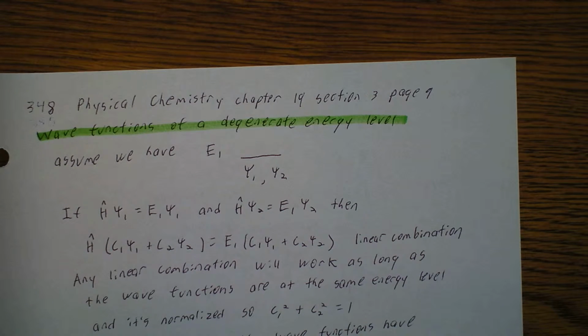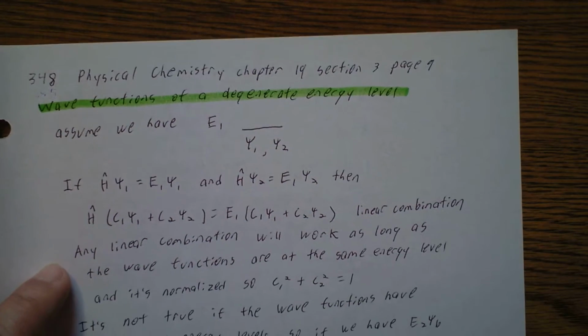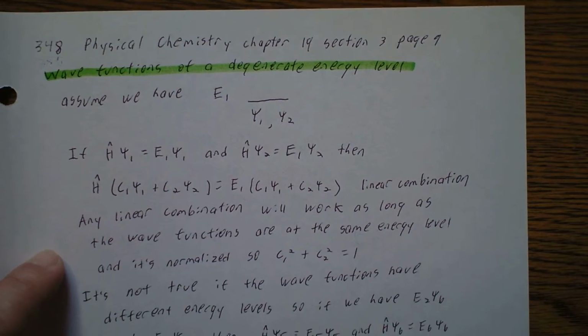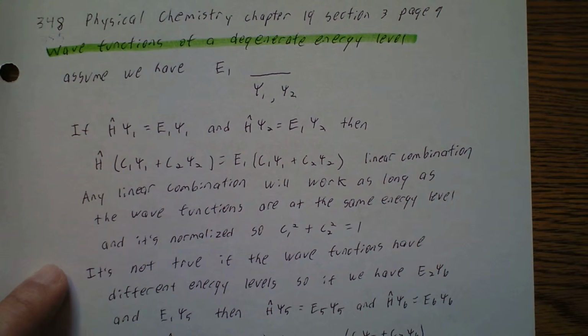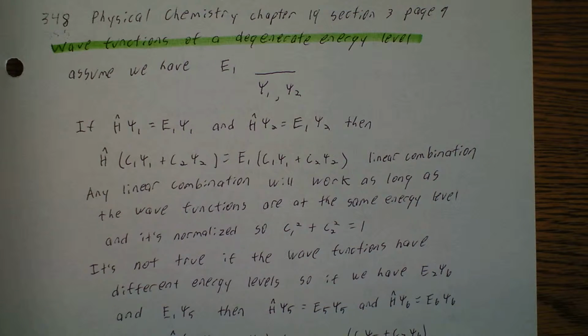That's what we call a linear combination. So any linear combination will work as long as the wave functions are at the same energy level and normalized. In other words, C1 squared plus C2 squared is equal to 1. But it's not true if the wave functions have different energy levels.